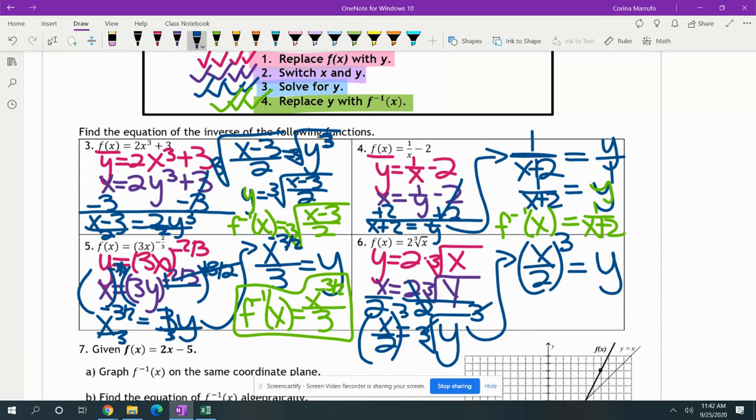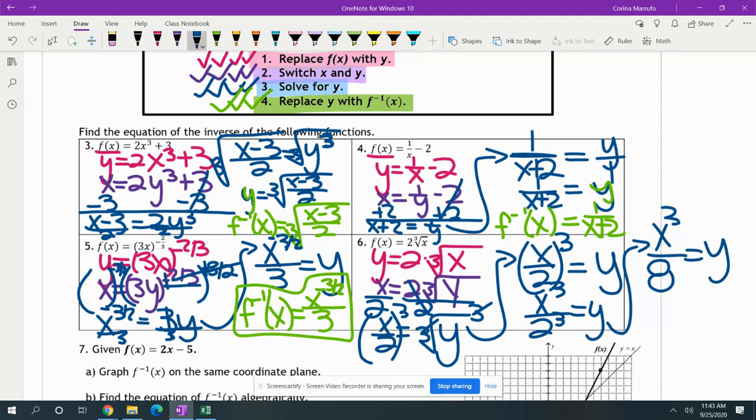Now this can be written 2 different ways. We can distribute the cube to each one and get x to the 3rd power over 2 to the 3rd power, which would simplify to x to the 3rd power over, and then 2 times 2 times 2 gives you 8, is equal to y. So either answer is correct. I believe on Delta Math they both work, but if it's multiple choice, you're going to go with this answer.